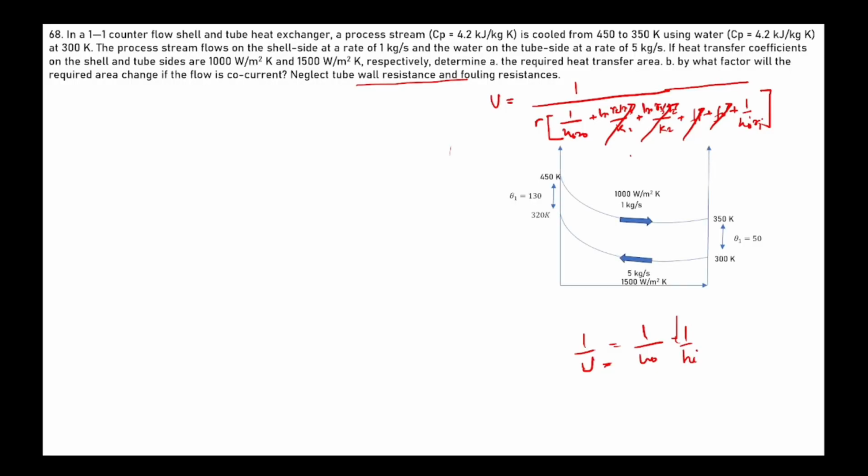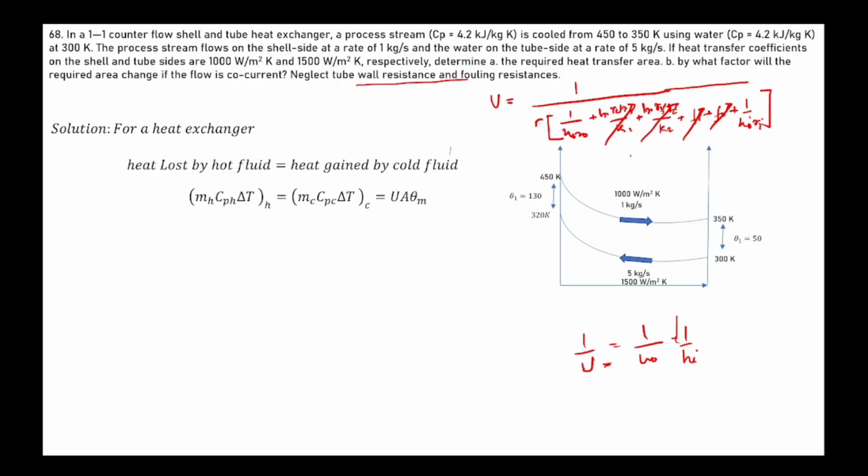So this is the diagram. There is nothing more to explain in the diagram. Whatever the conditions given by the question, I just drew the diagram. So for a heat exchanger, heat lost by the hot fluid is equal to heat gained by the cold fluid. Straightforward. Now we have to find T. So T is this T.